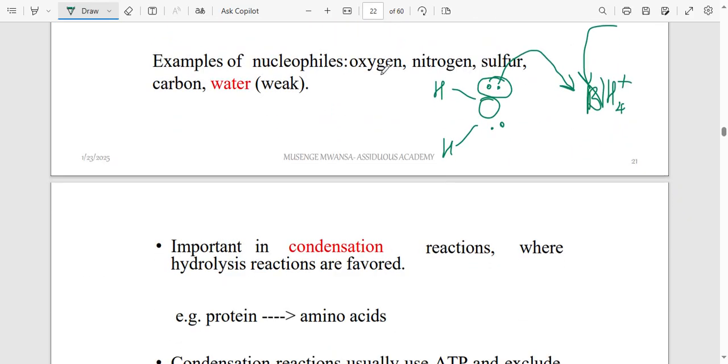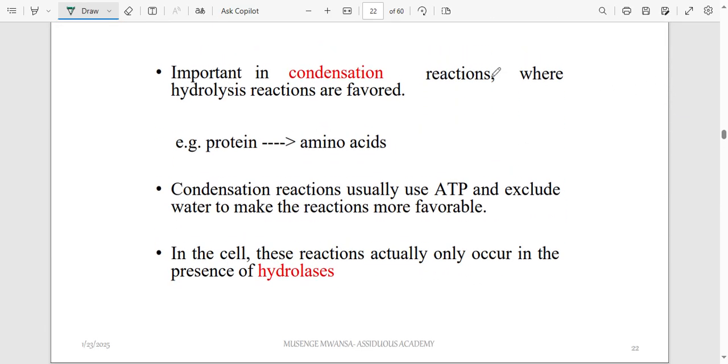So examples of nucleophiles, you have got oxygen, nitrogen, sulfur, carbon, even water. Basically, most of the molecules that are going to have a negative charge or a lone pair of electrons. And this is going to be important in condensation reactions where hydrolysis reactions are favored. For example, proteins can be broken down to amino acids because of this nucleophilicity of the water molecules. Actually, you know that when you are forming disaccharides or polysaccharides, such a reaction is a condensation reaction. You lose water.